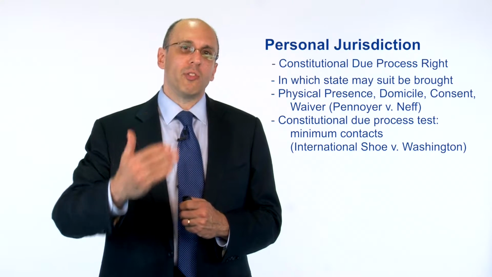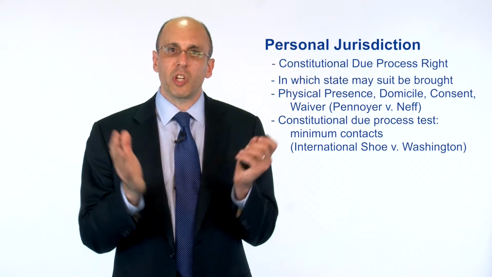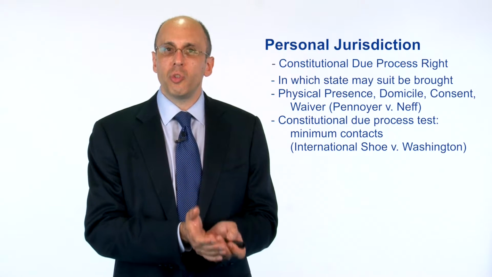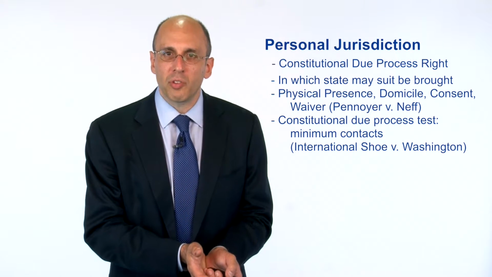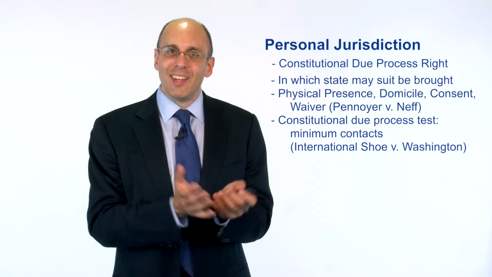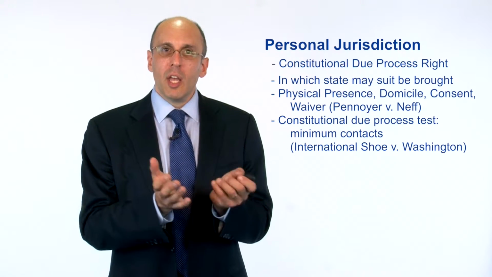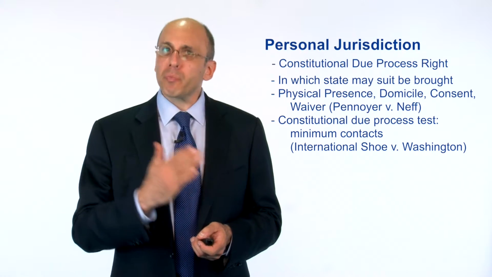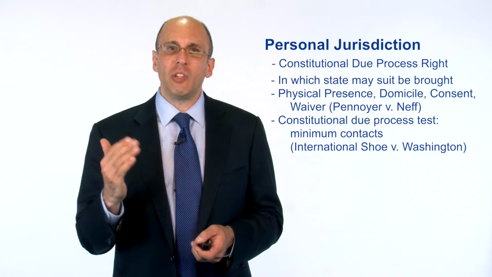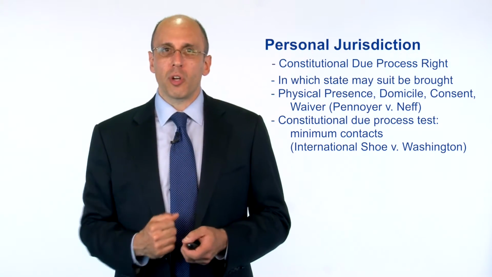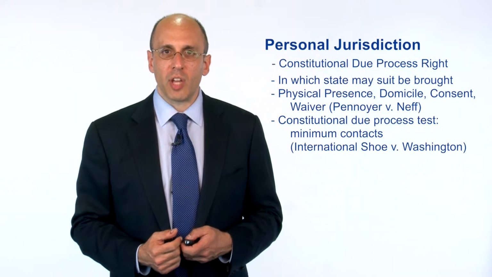The key point is that you need to know that personal jurisdiction is based on contacts with the state, that it is constitutionally mandated as a due process requirement, and that it is at least somewhat limited. In other words, the plaintiff cannot simply choose any state in the country. The plaintiff needs to choose a state where the defendant has some sort of contact with that state.